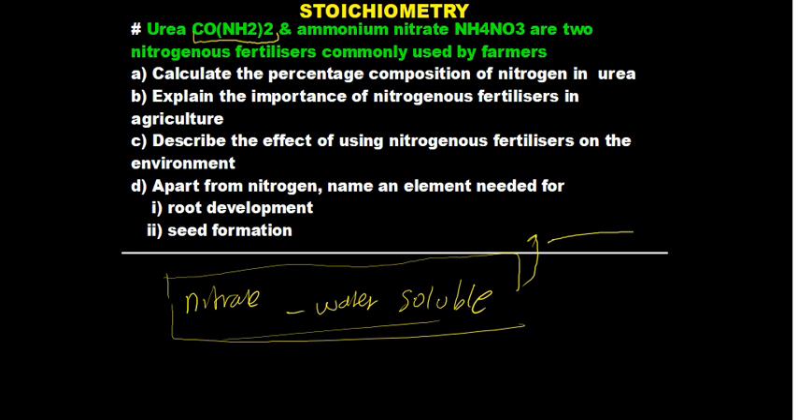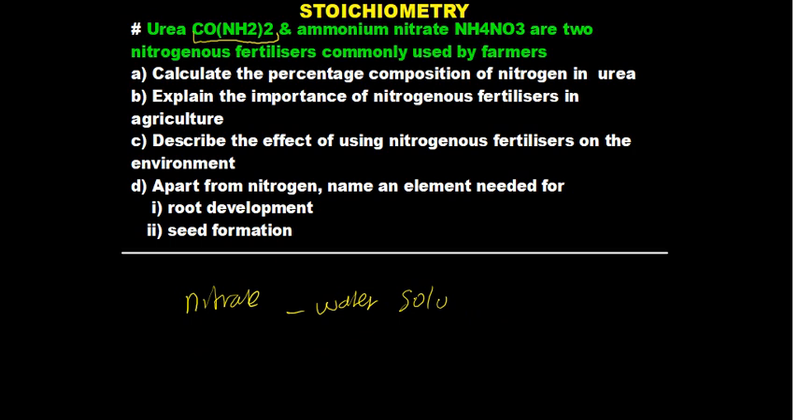All right. Part D says, apart from nitrogen, name an element needed for one, root development, and two, seed formation. For root development, in addition to nitrogen, but of course as you answer the question you don't need to write down nitrogen, as we say apart from, we can name potassium as well as phosphorus. Then for seed formation, which also includes nitrogen, but you don't need to name it because they've said apart from, we have potassium, phosphorus as well as sulfur. So that's how you go about answering such a question.